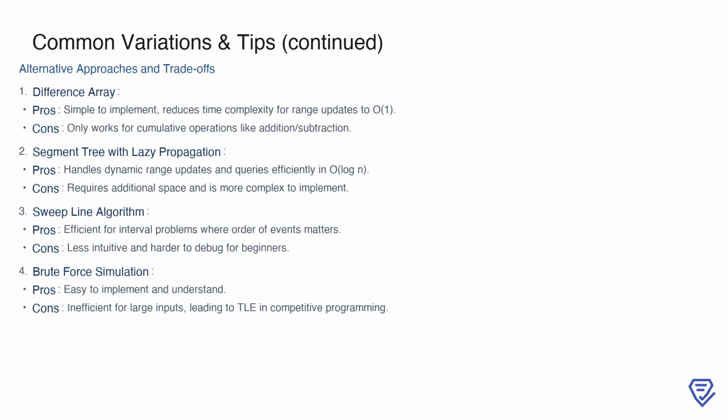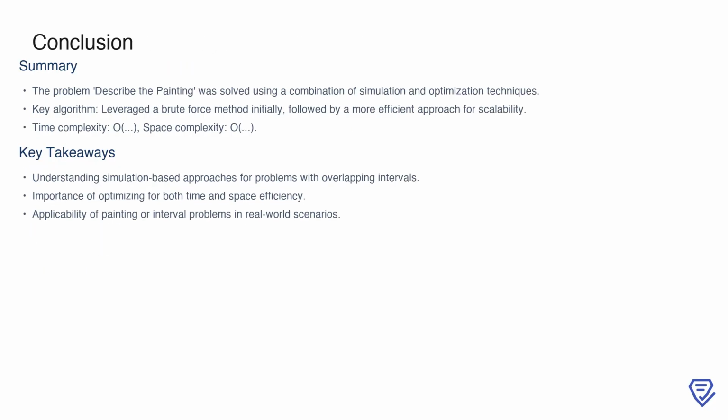The sweepline algorithm is another powerful option, particularly for problems where the order of events matters. It's efficient but can be less intuitive and harder to debug, especially for beginners. Finally, brute force simulation offers simplicity and ease of understanding, but it's often inefficient for large inputs, leading to time limit exceeded errors in competitive programming. Choosing the right approach depends on the problem's constraints and the trade-offs you're willing to make in terms of complexity, space, and time.